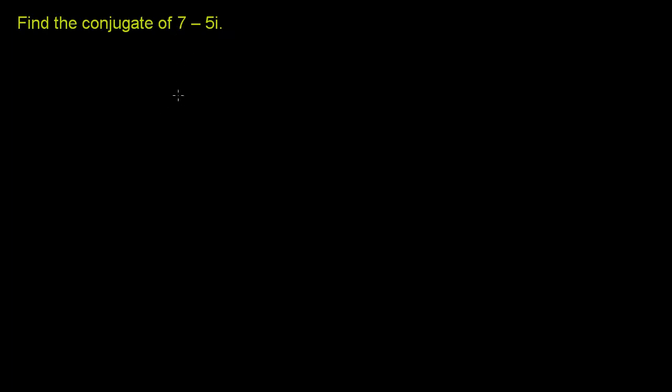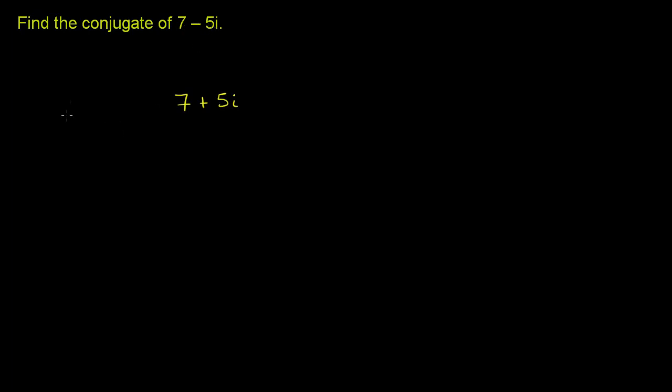So the conjugate of this is going to have the exact same real part, but its imaginary part is going to have the opposite sign. So instead of having a negative 5i, it will have a positive 5i. So that right there is the complex conjugate of 7 minus 5i.